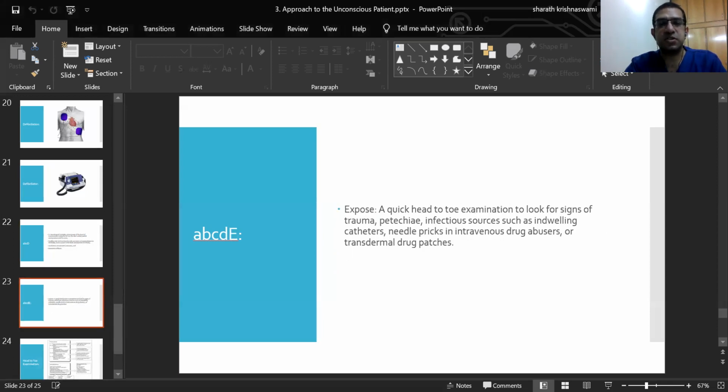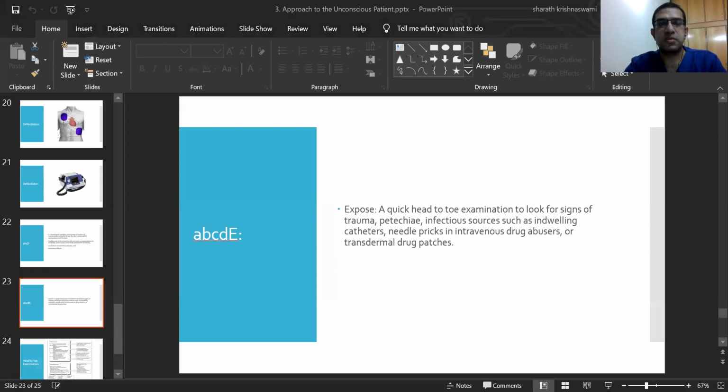E stands for exposure. This is a quick head-to-toe examination to look for trauma or petechiae, which are patches of red or rashes on the skin. Look for infectious sources such as a catheter, which is inside the body, or needle pricks in intravenous drug users, or transdermal drug patches.